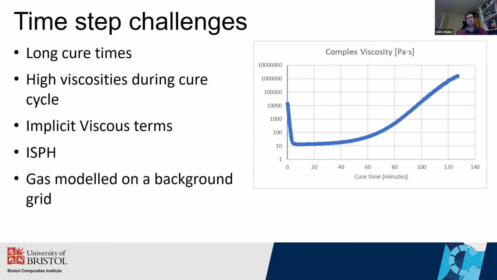We've moved to incompressible SPH. And then finally, because the flow is driven largely by the resin, which is incredibly slow moving compared to the gas phase, we've modeled the gas phase on a background grid rather than using an SPH solver for the gas phase. And I'll talk about that bit. So this avoids having the smaller time step of the lighter gas phase dictate the overall simulation time step.